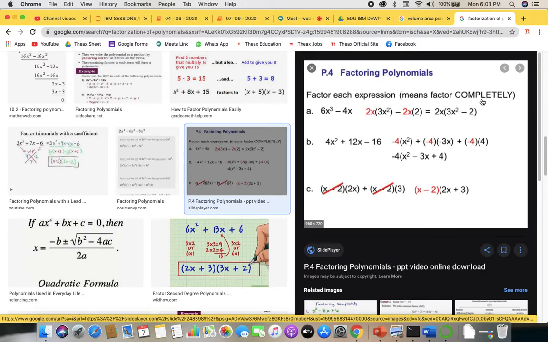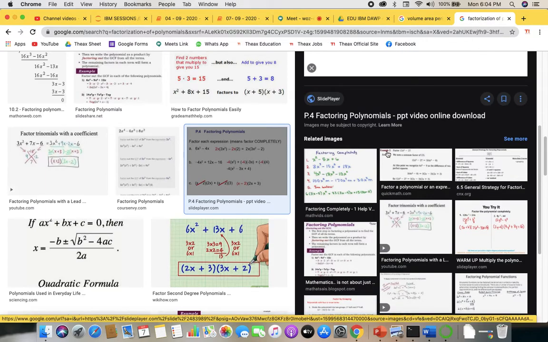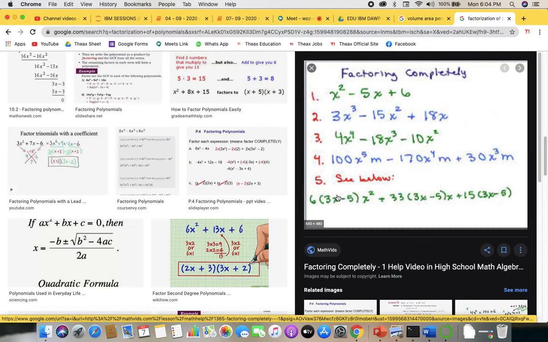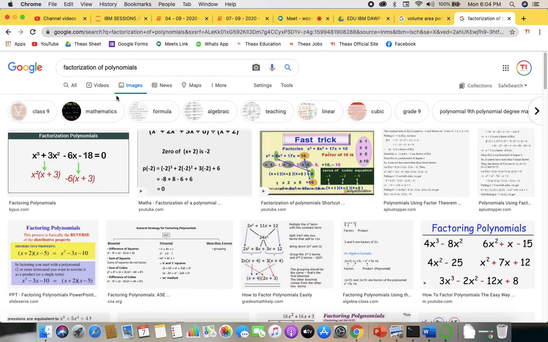Means factor completely. Factorize. What is completely factorized? Okay, factorizing this. This is expanding something, I think. 3x minus 5x square. Not a good question.